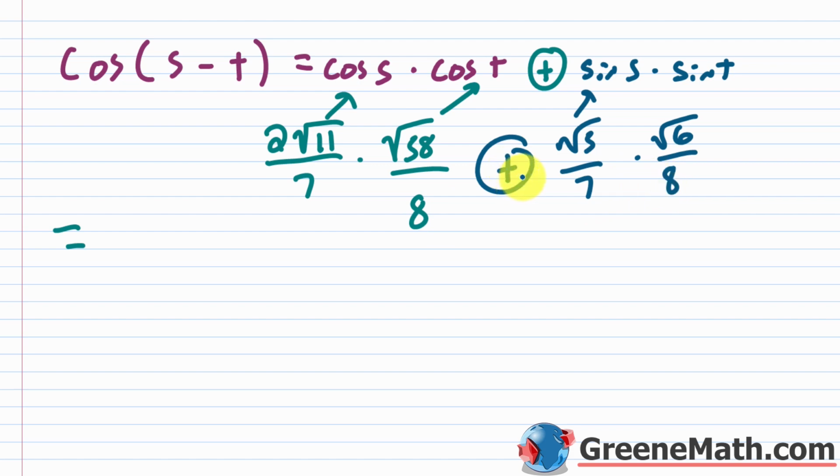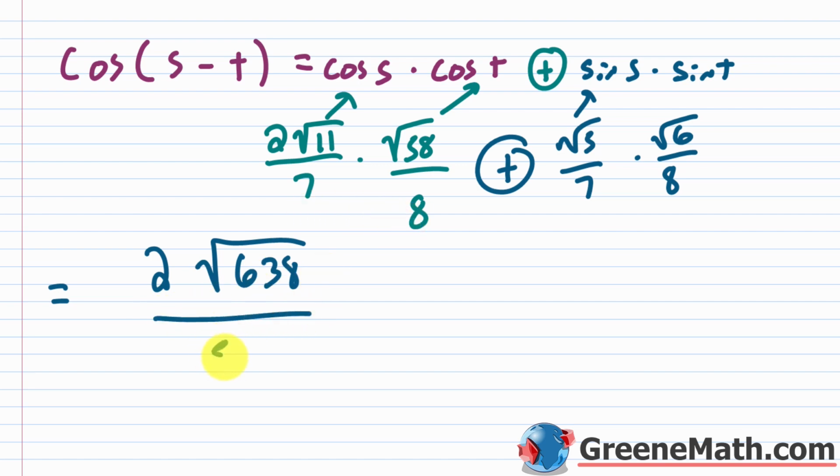So let's go ahead and say this is 2, let me slide this down here a little bit so it's a little bit better formatted, times square root of 11 times square root of 58. Now really you can't do anything with that, because 11 times 2 times 29, there's really nothing else you can do other than to say this is the square root of 11 times 58, which is 638, over 7 times 8 is 56. So then plus, over here, square root of 5 times square root of 6, that's square root of 30, over 7 times 8, again, is 56.